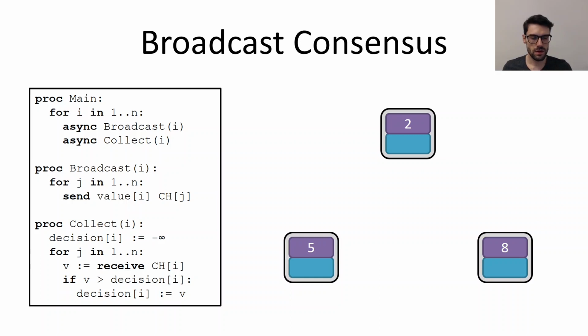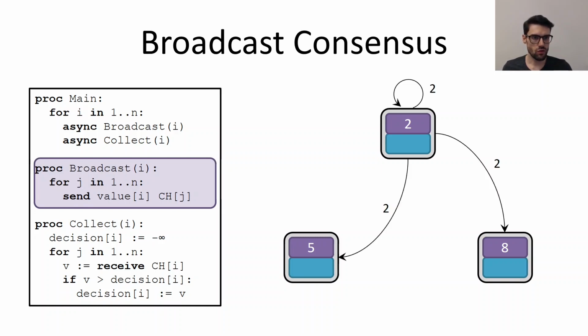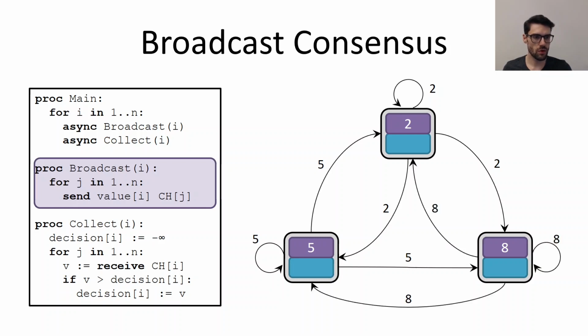In this example, each node starts out with an arbitrary local value, like 2, 5, and 8 on my slide. The goal of the protocol is to get all of these nodes to agree on a common value. And they do so by running 2 concurrent threads per node, denoted by a purple and a blue box. The purple thread runs the procedure broadcast, which sends the local value of a node to all of the others. So node 2 broadcasts value 2 to all other nodes, node 5 broadcasts value 5 to all other nodes, and node 8 broadcasts its value 8 to all of the other nodes.